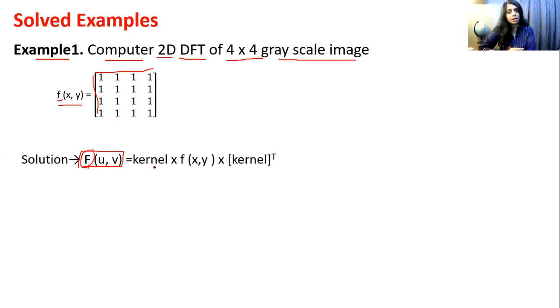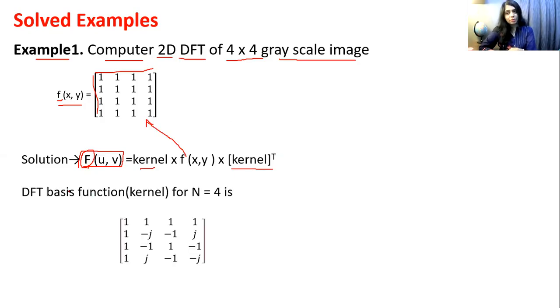It is equal to kernel into f of x comma y. What is f of x comma y? It is the original image. And here you have to take the transpose of the kernel. So what is the kernel? The kernel is the DFT basis function, and it is given by, for N equals 4. That means for a 4x4 image, the kernel is given like this and it is fixed. If the image is 4x4, the kernel is fixed. It is not going to change.